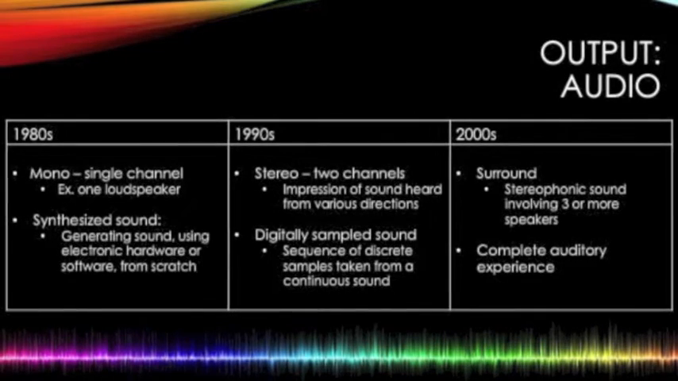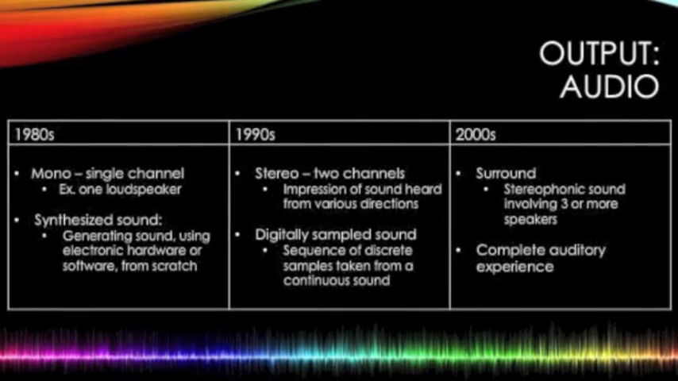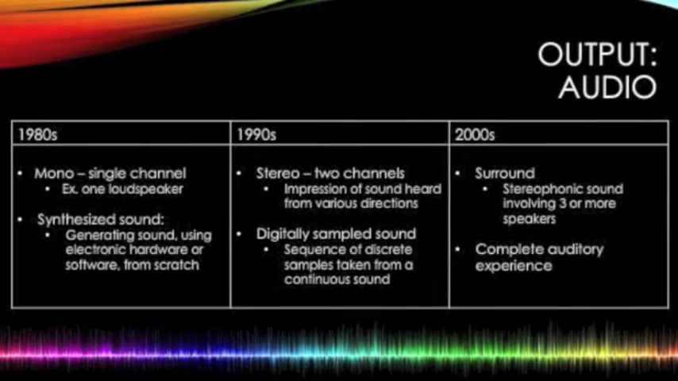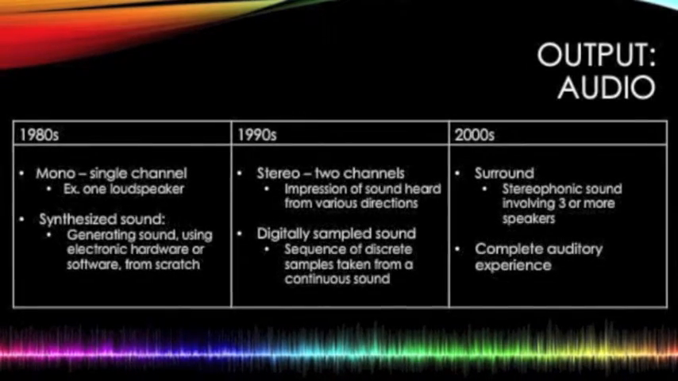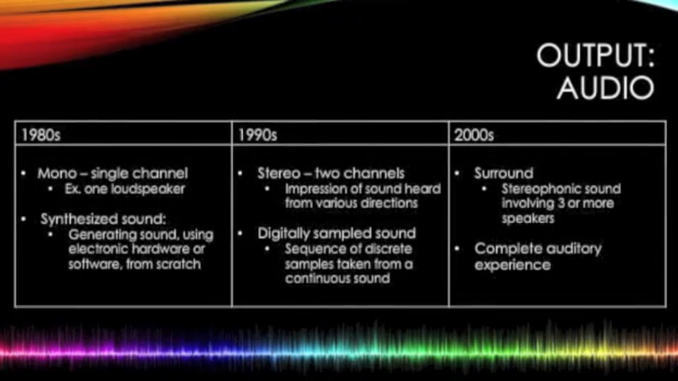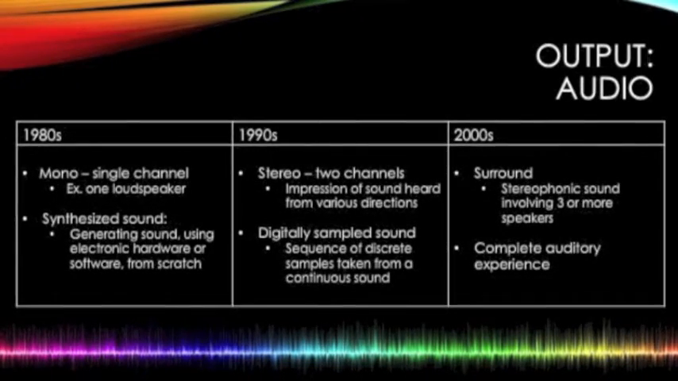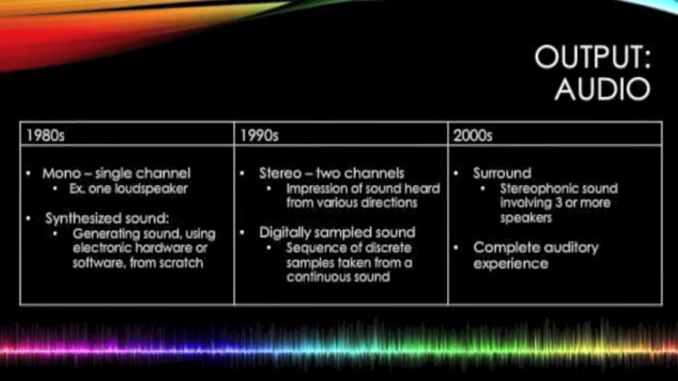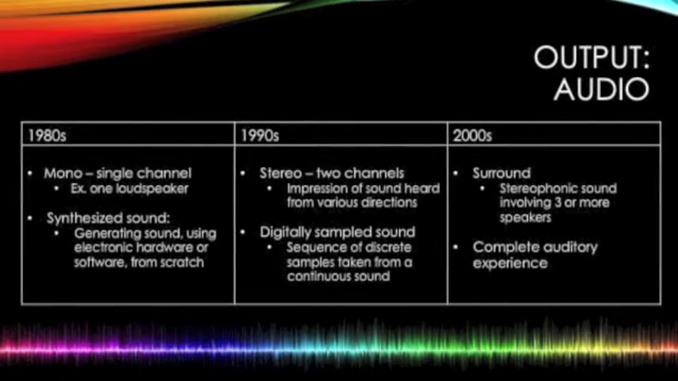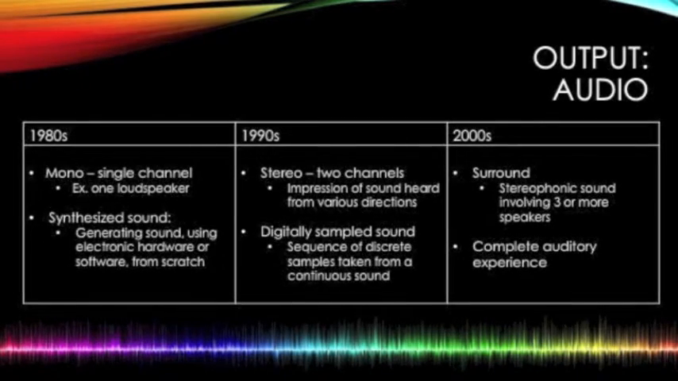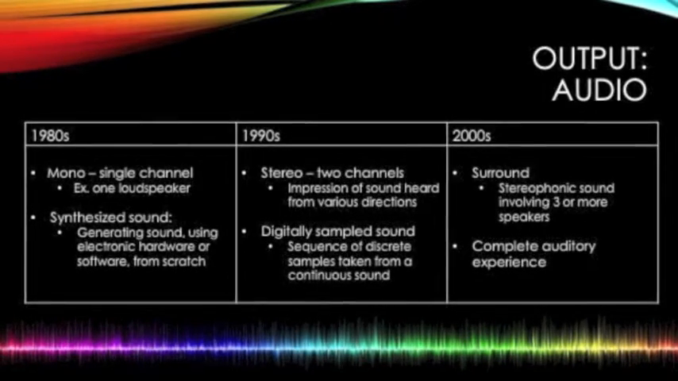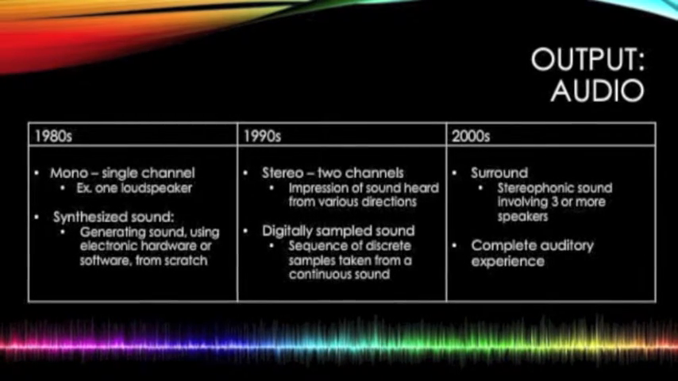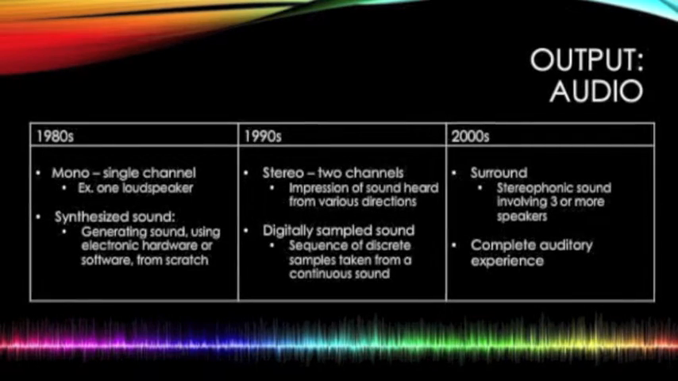Next, we will look at the development of audio through the decades. In the 1980s, there was a focus on mono, which is single channel. So, synthesized sound was generating sound using electronic hardware or software from scratch. In the next decade, in the 1990s, stereo was two channels. So, stereo was the impression of sound heard from various directions. Stereo is digitally sampled sound, a sequence of discrete samples taken from a continuous sound.